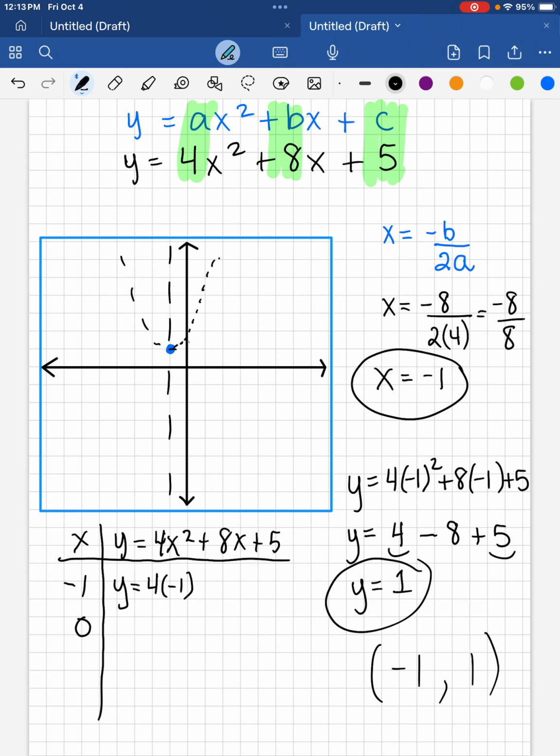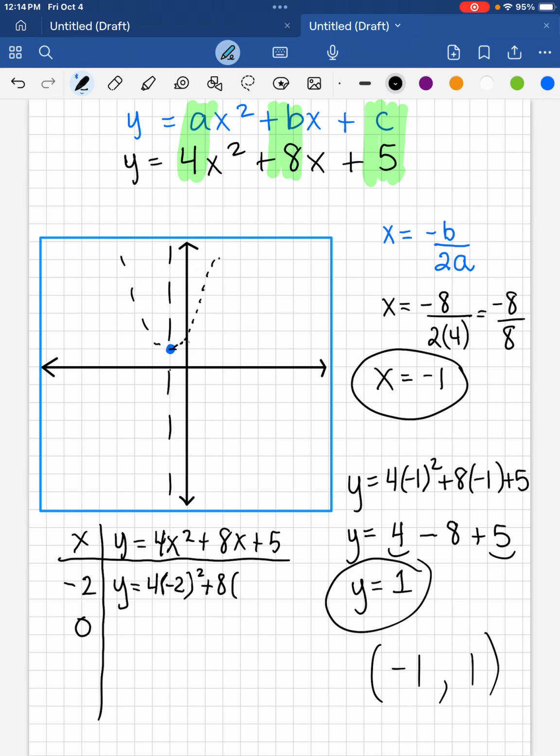Or I'm sorry, let me back up. That's not negative 1. The vertex is at negative 1. I misspoke. The vertex is at -1, so I want to take a point to the left of it. So I want to do -2, not -1. So I'm going to change that real quick, -2. And then, all right, so I'm going to plug this in. I need to find out what is y when x is -2.